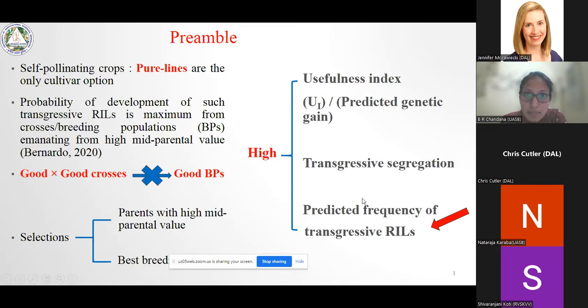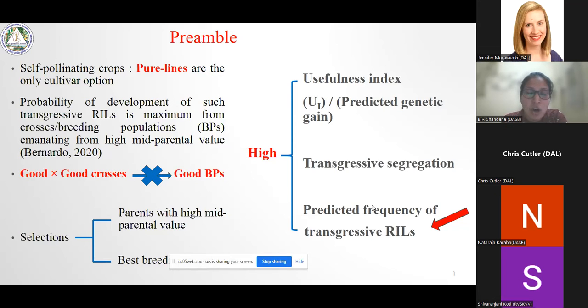So in this presentation, I'll present my results on prediction of frequency of transgressive RILs and minimum population size required for their recovery in horse gram. And the hypothesis behind our study was that the breeding populations derived from different crosses differ with respect to their mean, variance, and their combination, that is usefulness index and transgressive segregation.